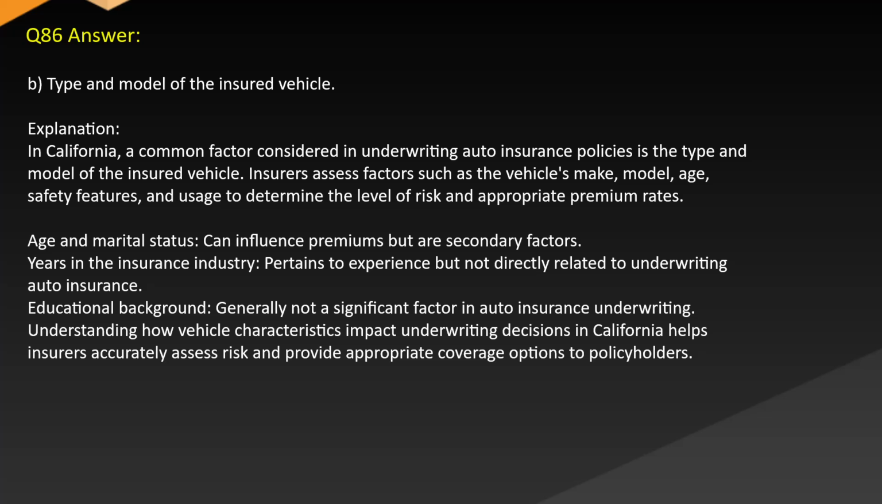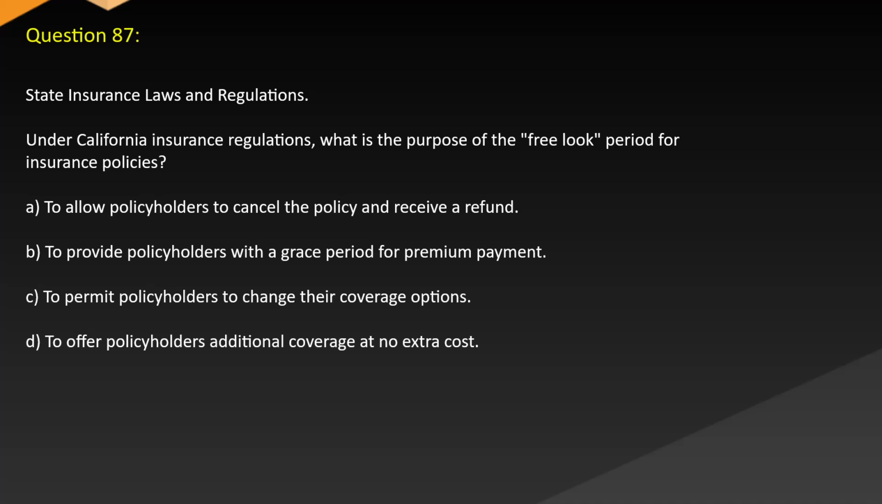Age and marital status can influence premiums, but as secondary factors. Years in the insurance industry pertains to experience but not directly related to underwriting auto insurance. Educational background is generally not a significant factor in auto insurance underwriting. Understanding how vehicle characteristics impact underwriting decisions in California helps insurers accurately assess risk and provide appropriate coverage options to policyholders. Question 87. State insurance laws and regulations.